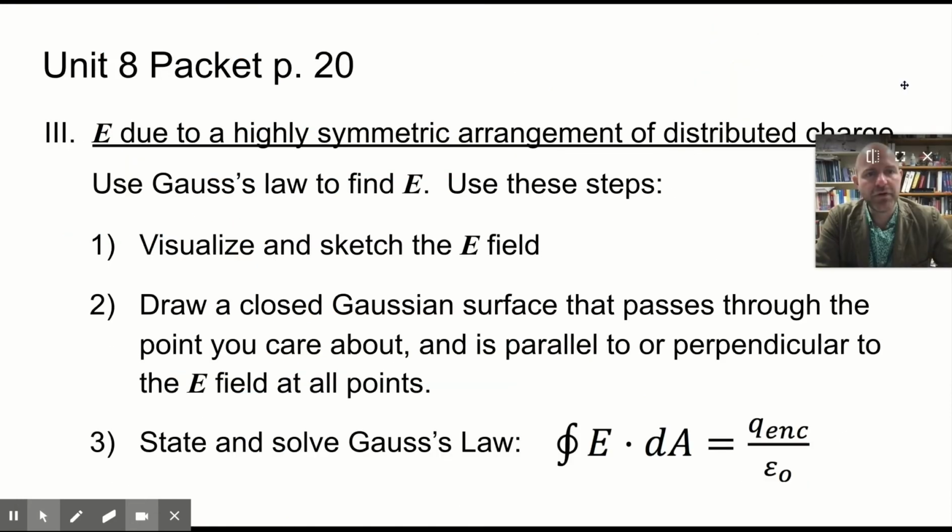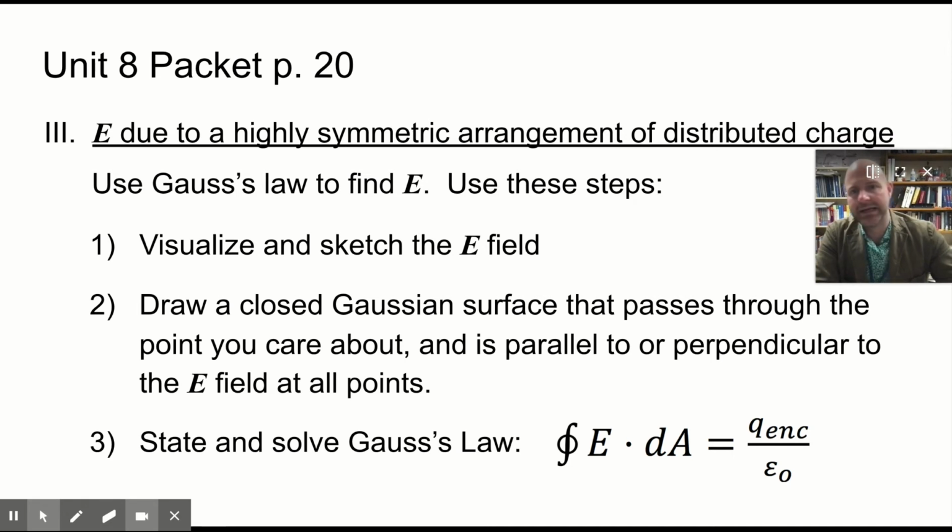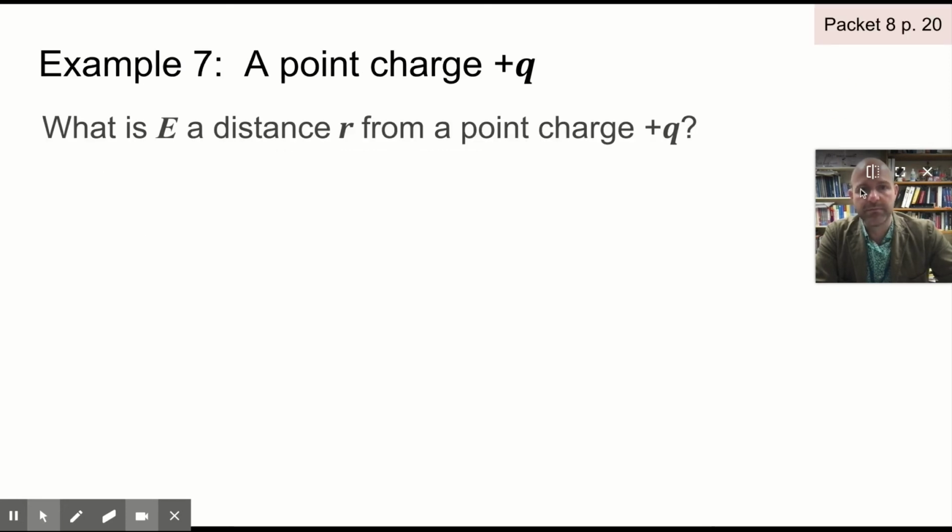So if you turn to page 20, we are going to look at some situations where Gauss's law is an appropriate method for doing this. You can follow right along. Once you're done, you should take a picture of it and upload it as evidence that you've gone through this. And again, we're going to follow our 3 steps. So here is our first one.